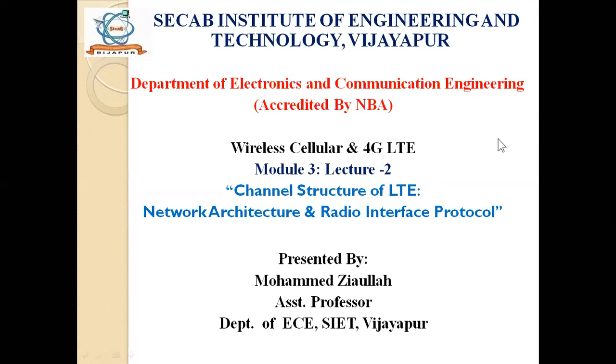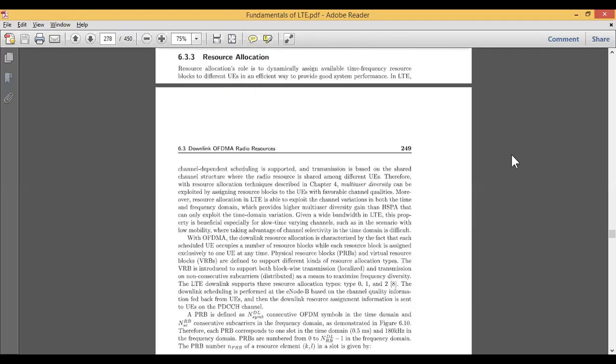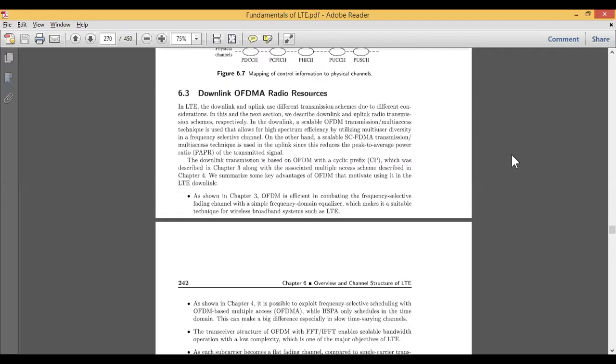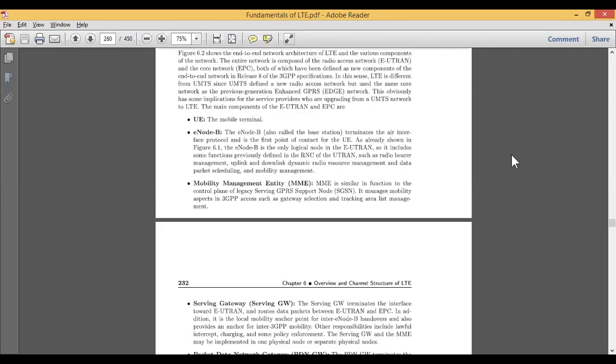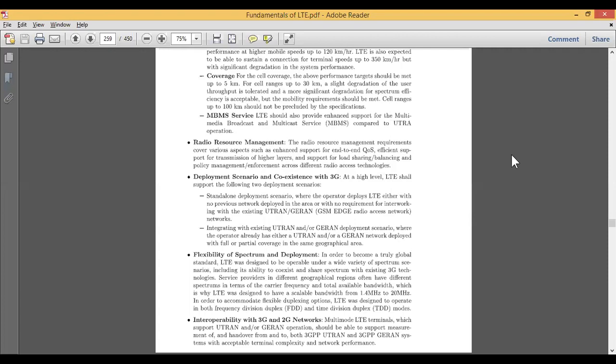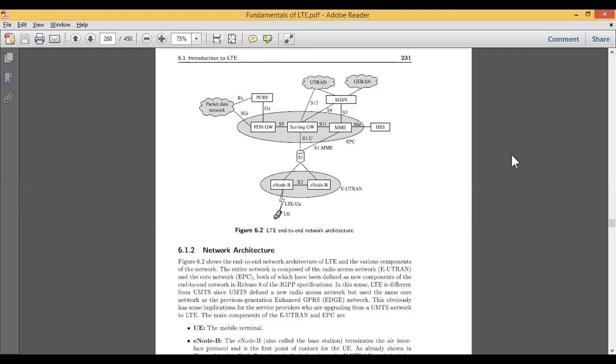Now, that was with respect to the design principles of LTE. Today we will go into another architecture, that is the network architecture, again related to LTE. And other than that, we have another very important protocol, that is the radio interface protocol. Based on this radio interface protocol, we have some kind of analysis, some kind of structures. Based on that structure, we will try to understand how this will help in achieving the network or LTE design.